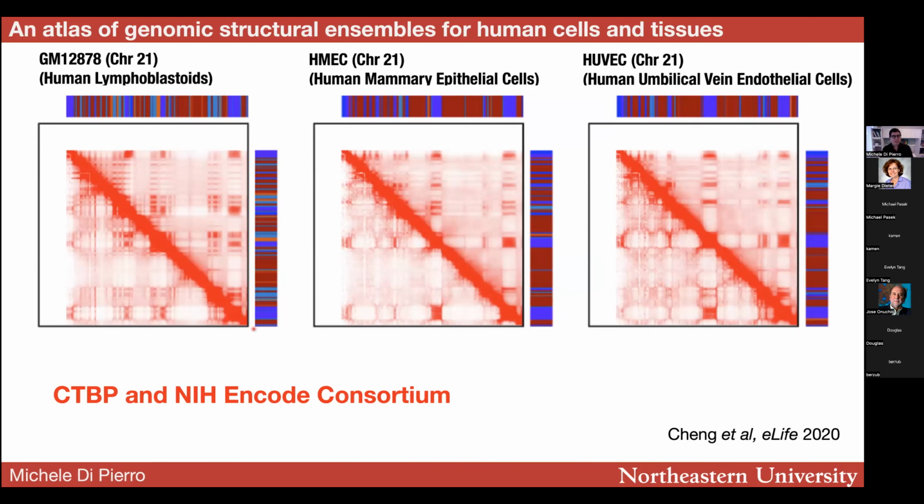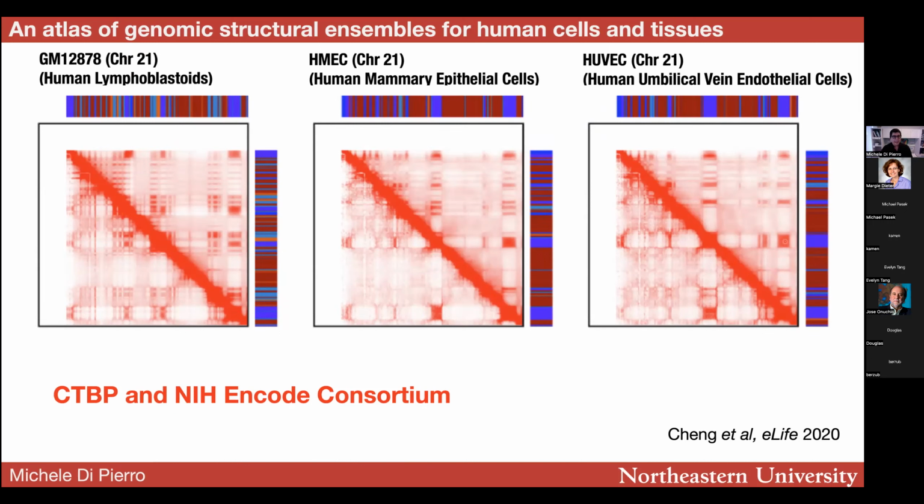and you can see that the structures are different. Here you have, as usual, experiment on the bottom part of the map and simulation on the top part of the map. And you can see that there are differences between the 3 cell lines. So this region here is different from a lymphoblastoid to epithelial and endothelial cells. And you can see that the simulation well predicts that difference.